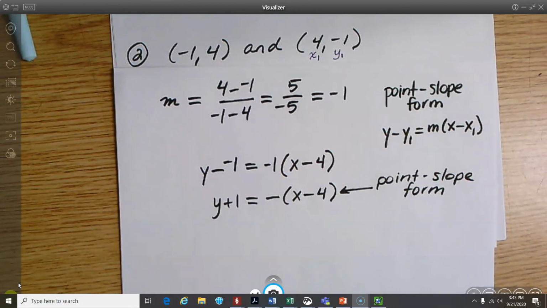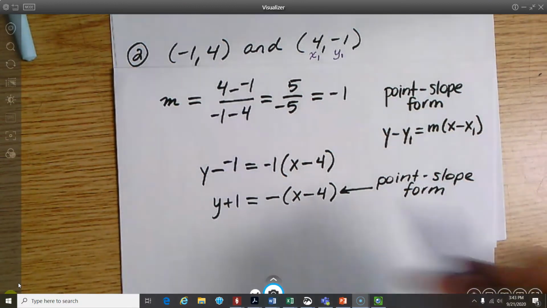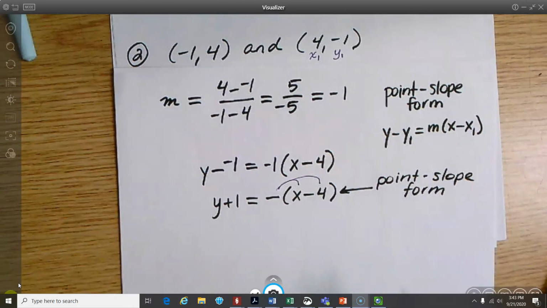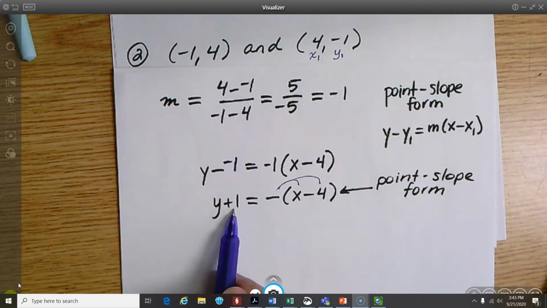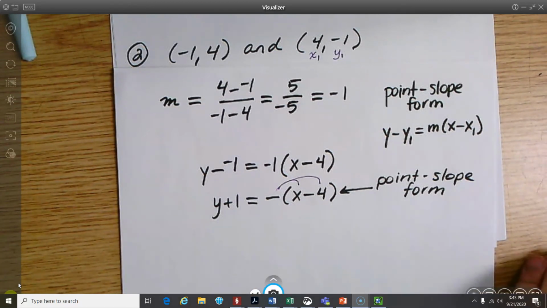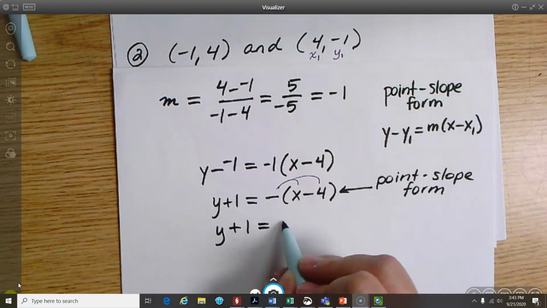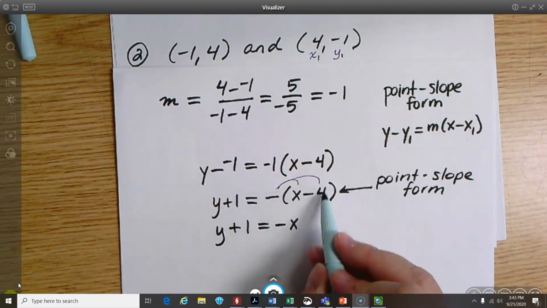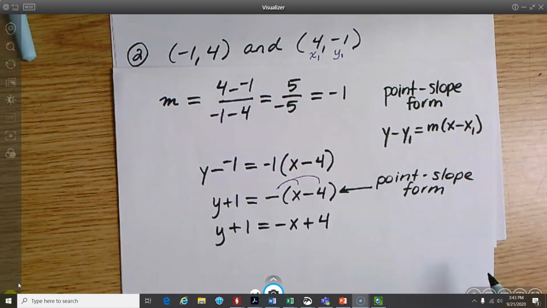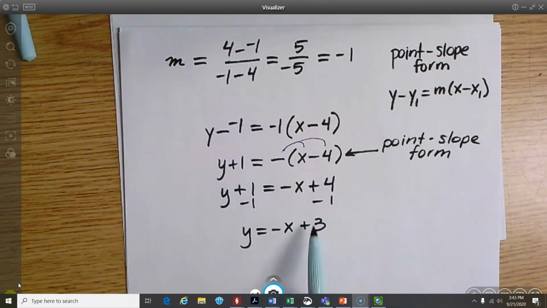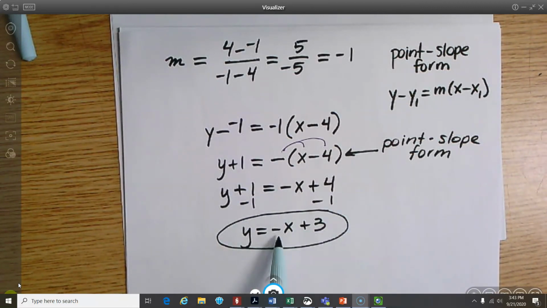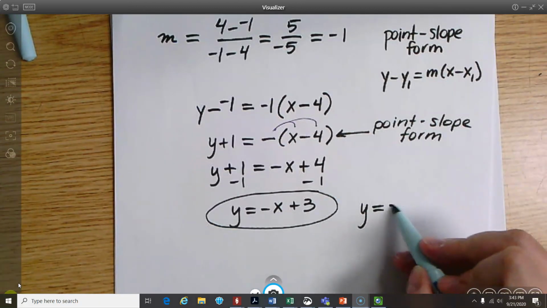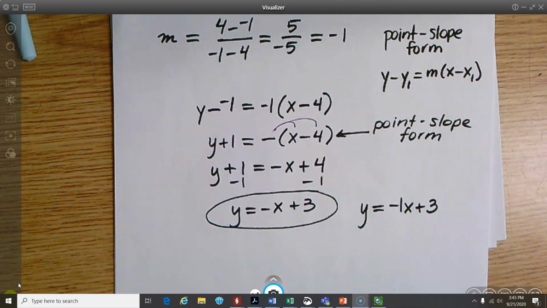If you were asked for slope-intercept form, we just need to distribute whatever's out here so that we can get rid of those parentheses and then move this guy over. So let's do that. This is like negative 1, so this is negative 1 times x, negative 1 times negative 4. Then I'm going to move the positive 1 over, and I get y equals negative 1x plus 3. And we don't have to write the 1, but we know by looking at this that there's an implied 1, so the slope of this line is negative 1. These mean the same thing.